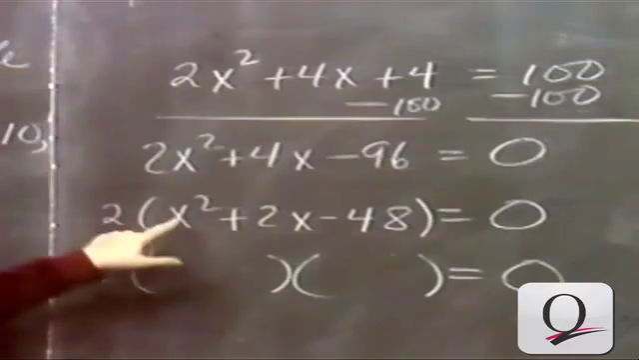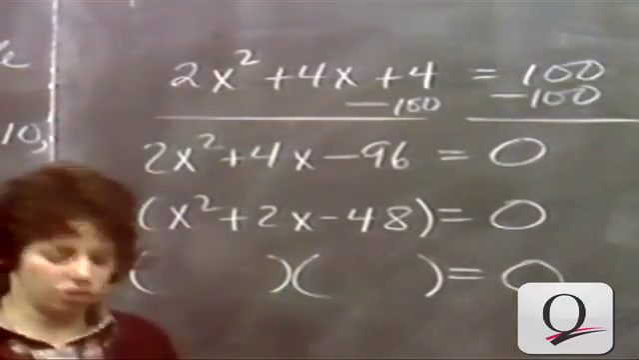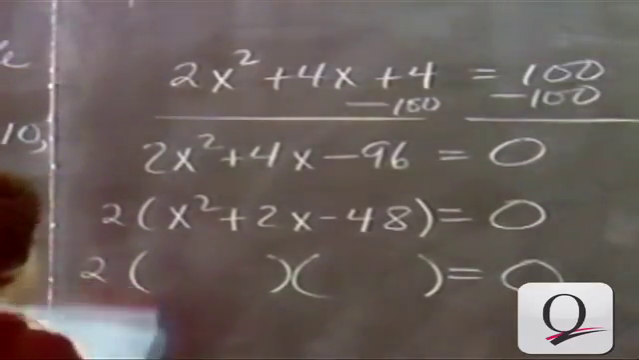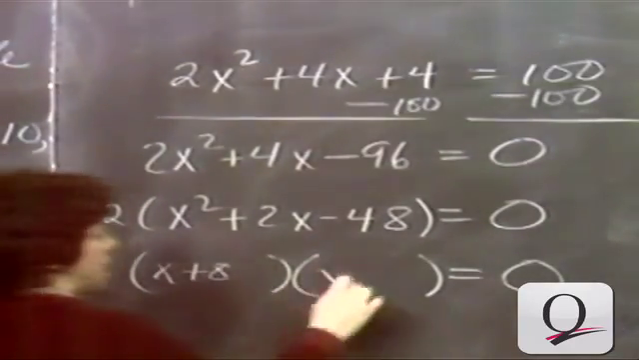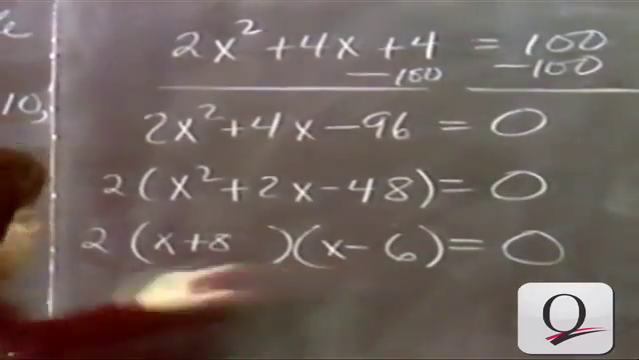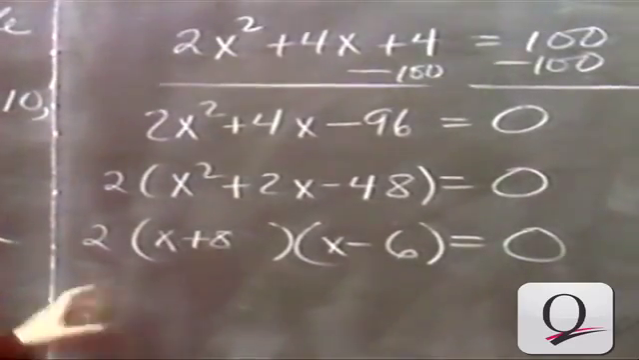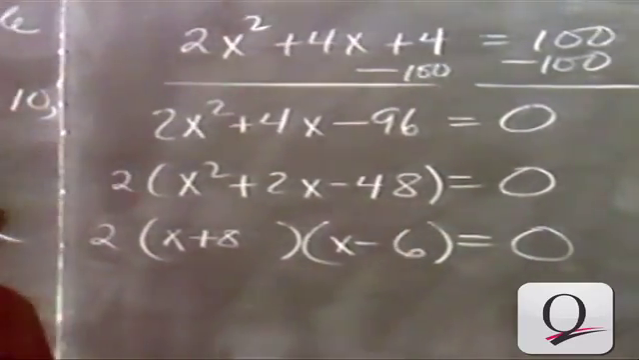Since the coefficient of x squared is 1, we want two numbers which multiply to minus 48 and add to 2. That would be plus 8 and minus 6. Checking this by FOIL, you get x squared minus 6x plus 8x, that's the plus 2x, minus the 48.